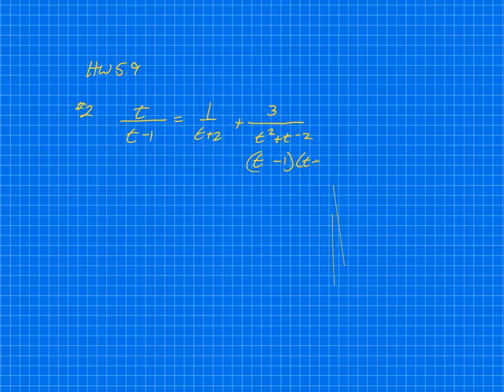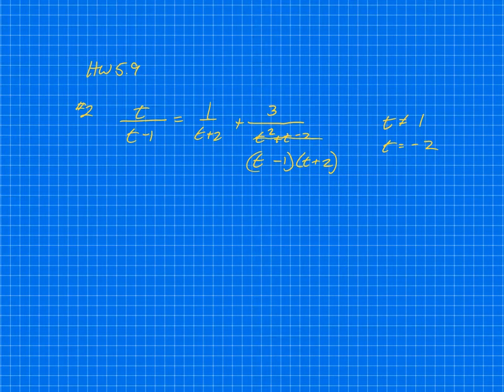All right, so one more time, the restricted values for t are that t cannot equal what? 1 or negative 2. So t cannot equal 1, t cannot equal negative 2. So let's go ahead and solve this. What am I going to multiply by?